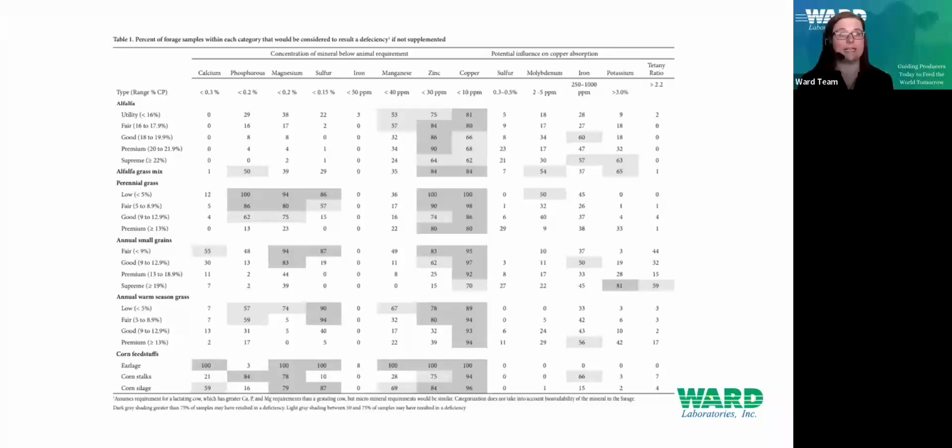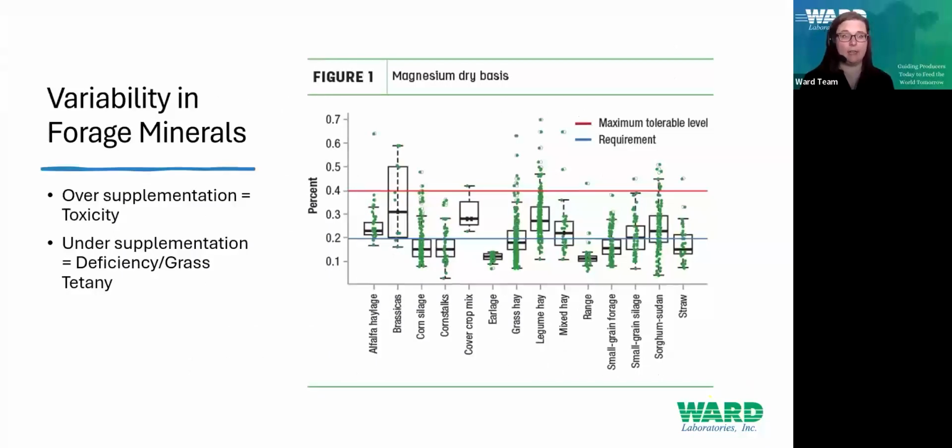And so we aren't going to need as much mineral supplements in our diet because of that. So just to show again the need to test this and to be certain of what you're feeding, this is the same data just broken down a little differently. This is just cherry picking out magnesium. We could show this for several other different minerals from this data set.